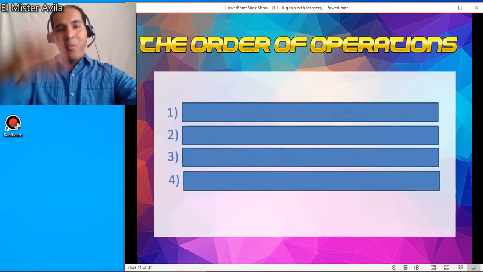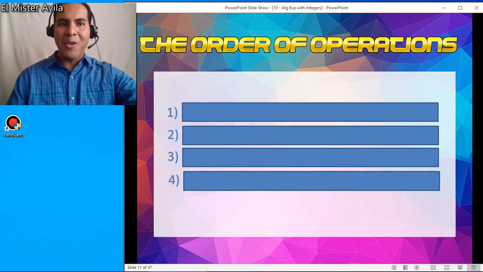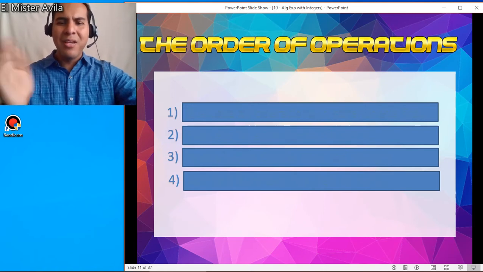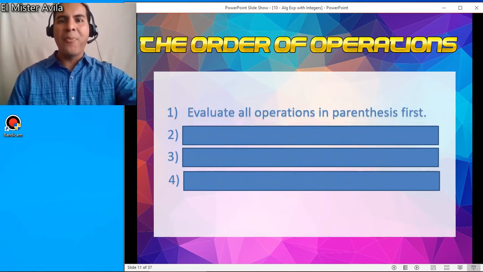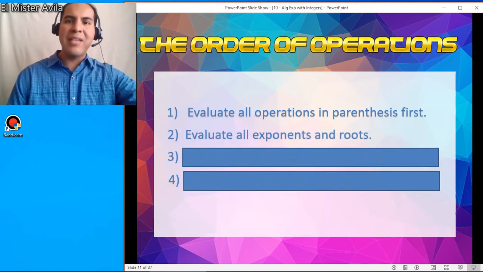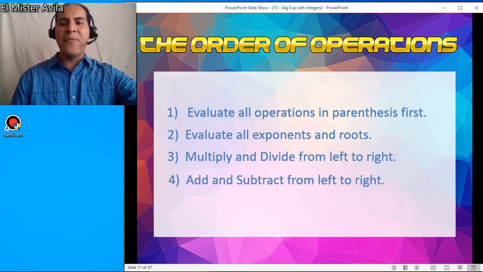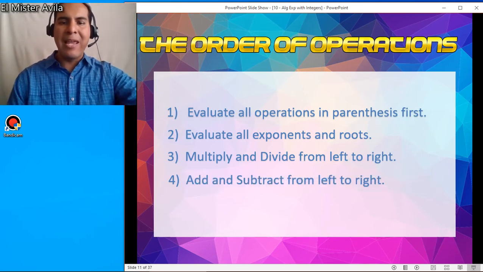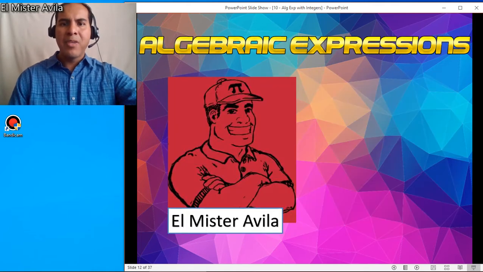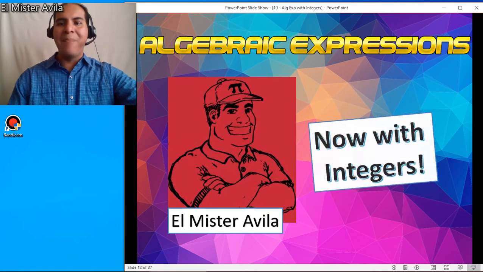Do you remember the order of operations? Come on, tell me that one. We have 4 steps in the order of operations. Do you know all 4 of them yet? Okay, I know you do. You've been paying attention. Step 1, evaluate all operations in parentheses first. Step 2, evaluate all exponents and roots. Step 3, multiply and divide from left to right. And step 4, add and subtract from left to right. Good job, everybody.